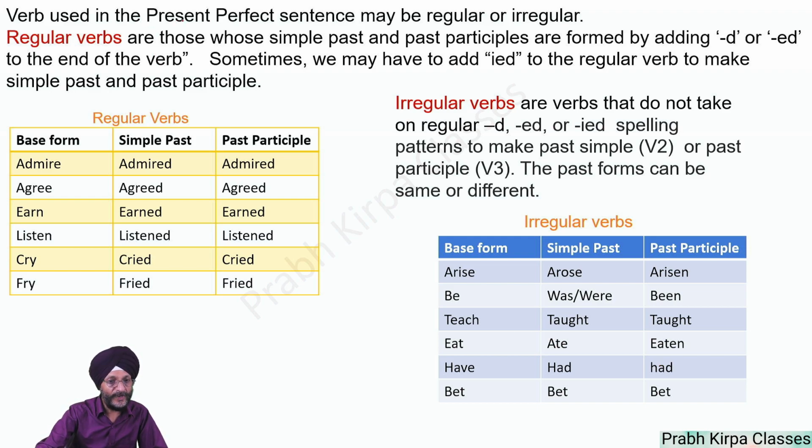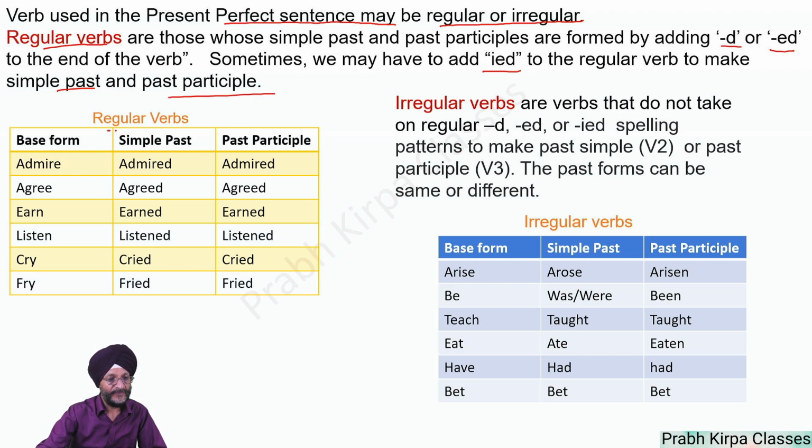Now, the verbs used in a present perfect sentence may be regular or irregular. What is a regular verb or an irregular verb? First, regular verbs. Regular verbs are those verbs whose simple past and past participle are formed by adding d or ed to the end of the verb. Sometimes we have to add ied to the regular verb to make the simple past and past participle.